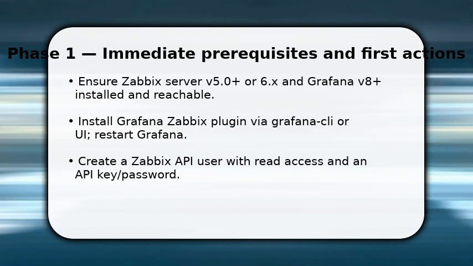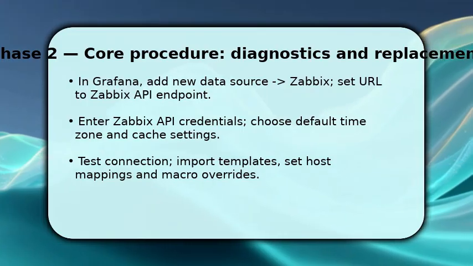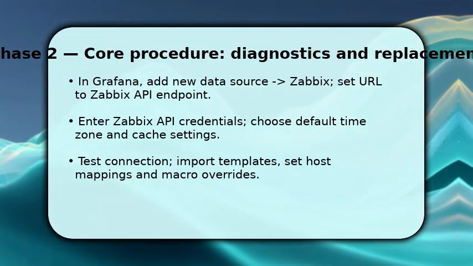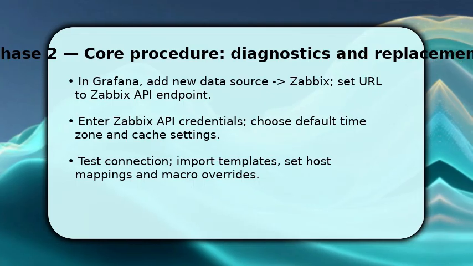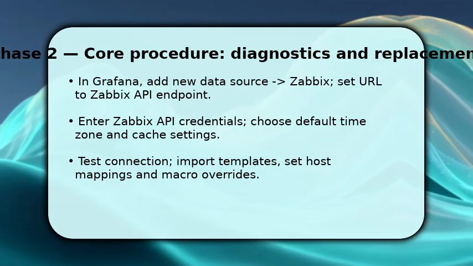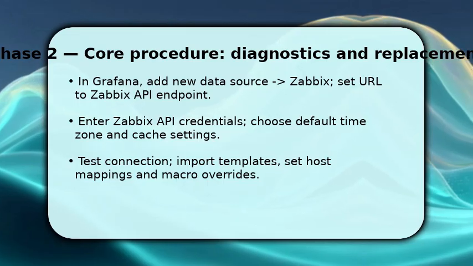You now configure the data source. In Grafana, choose Add Data Source, pick Zabbix, and set the URL to the Zabbix API endpoint including port and path. Enter the API user credentials you created, select the appropriate time zone, and adjust cache and polling settings for your scale. Then test the connection. If it fails, check network or credentials.